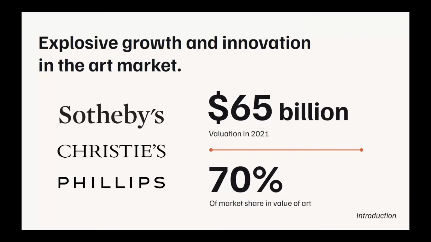In general, there's been an explosive growth in the art market recently. In 2021, the art market is valued at $65 billion. It's a record valuation since the recovery of COVID. The top 3 auction houses are Sotheby's, Christie's, and Phillips, and they take over around 70% of total market share in value of art, with only 10% of volume of art sold.